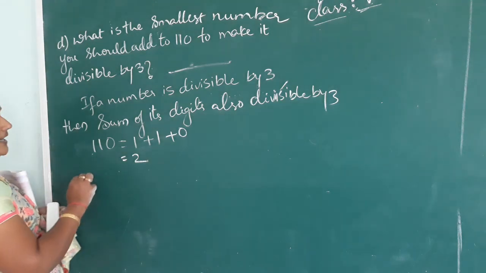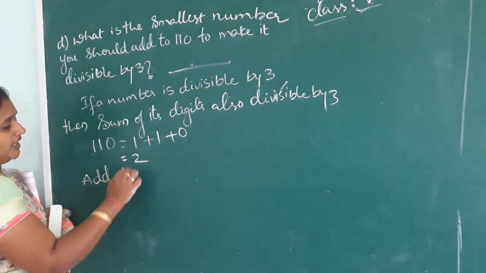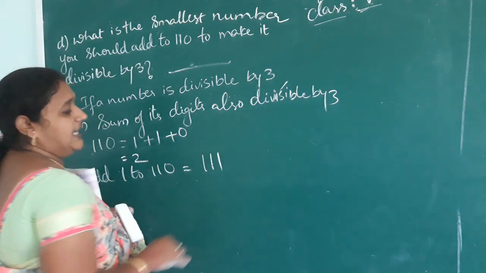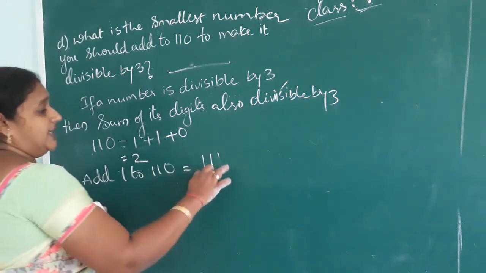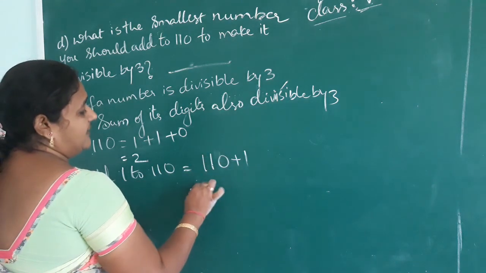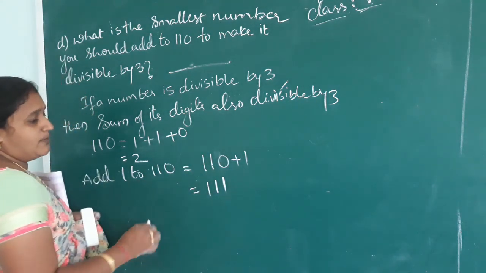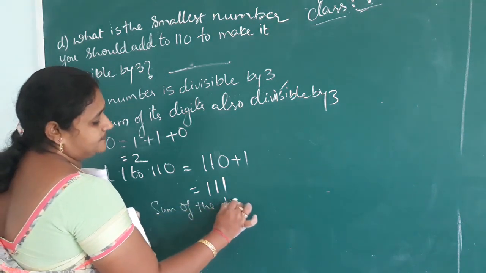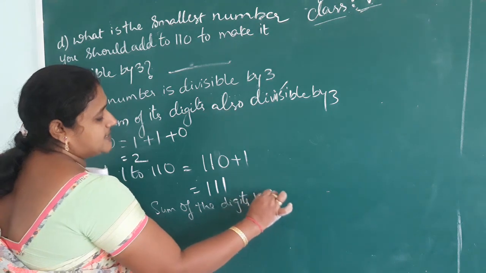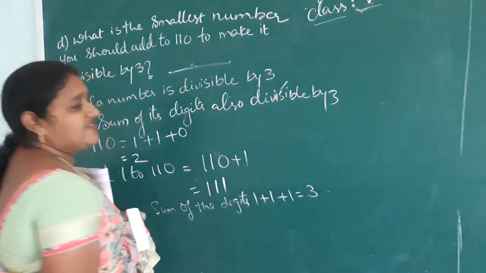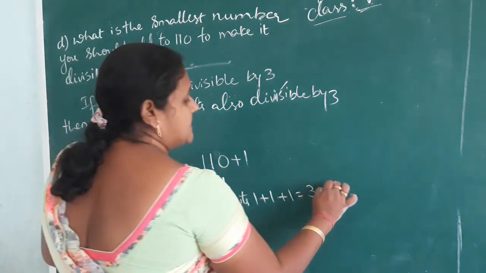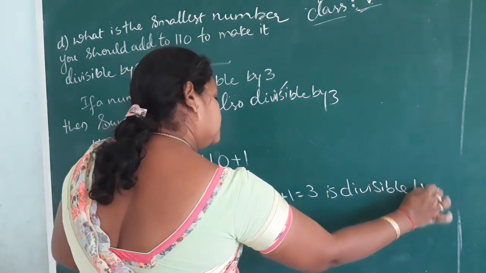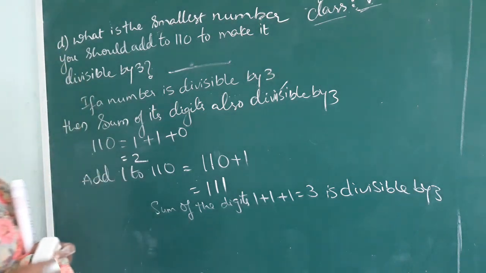So if you add 1 to 110, it becomes 111. Yes? 110 plus 1 is 111. So check the sum of the digits: 1 plus 1 plus 1 is 3. 3 is divisible by 3. Like that we can find it.